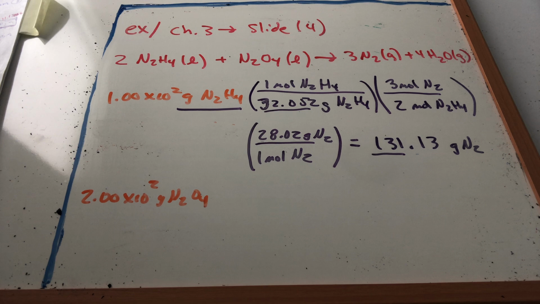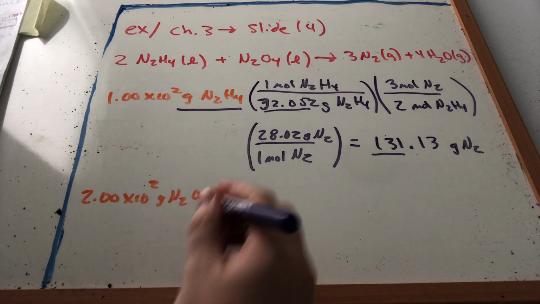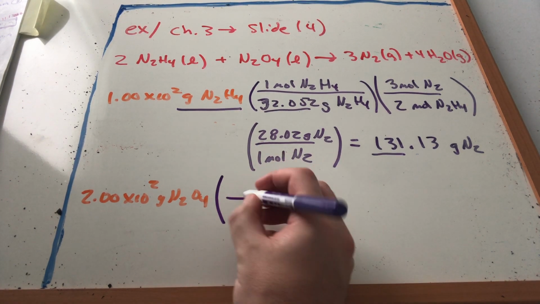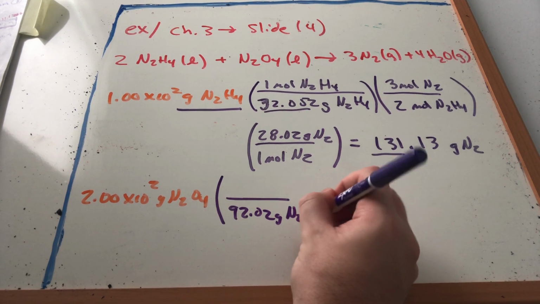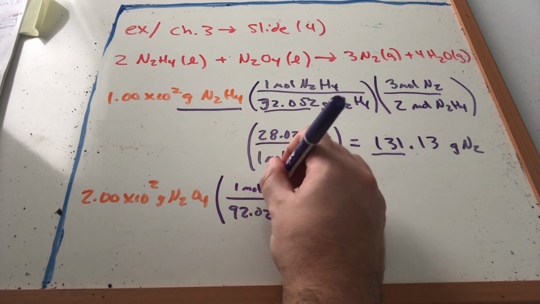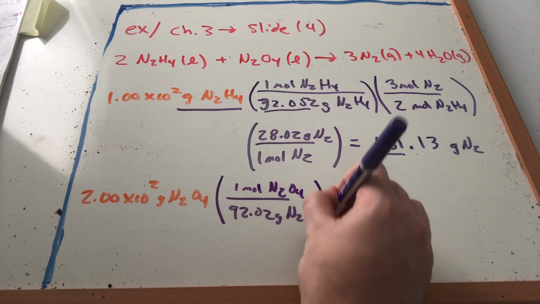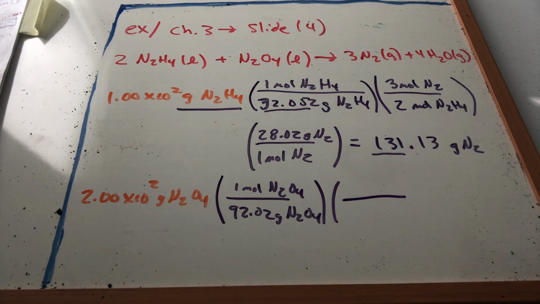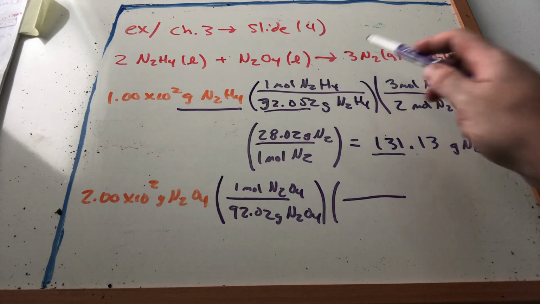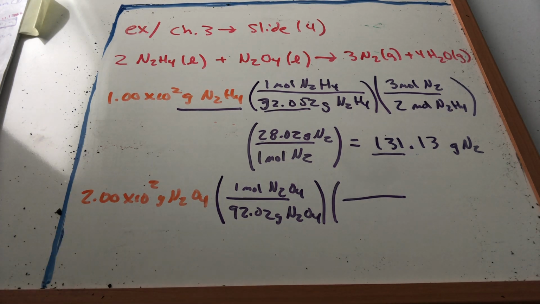And so we do that. We look up its molar mass off the periodic table, and we get 92.02 grams of N2O4 is 1 mole of N2O4, right? Using the balanced stoichiometric coefficients. Remember where these guys are coming from. There's a 2 in front of the N2H4. There's a 3 in front of the N2. It'll be the same thing down here, okay?